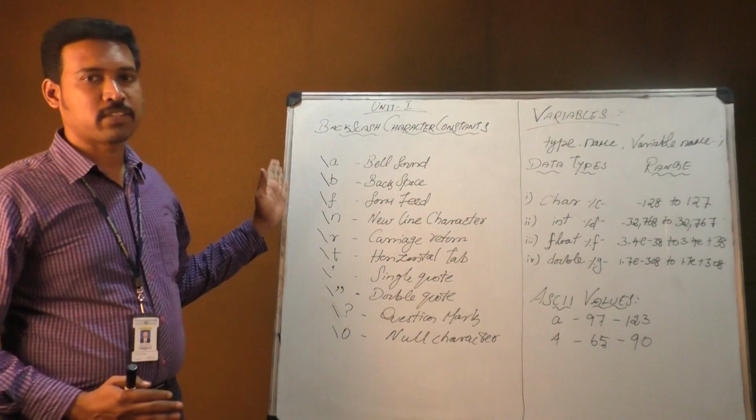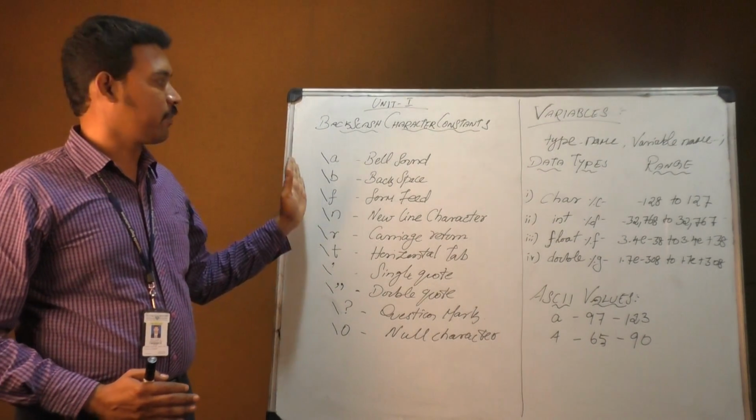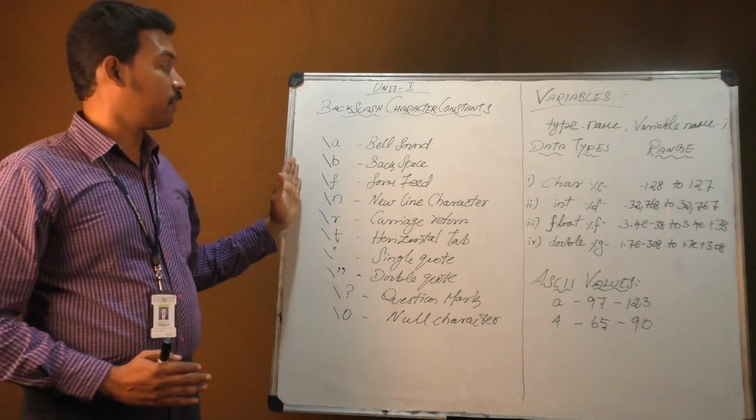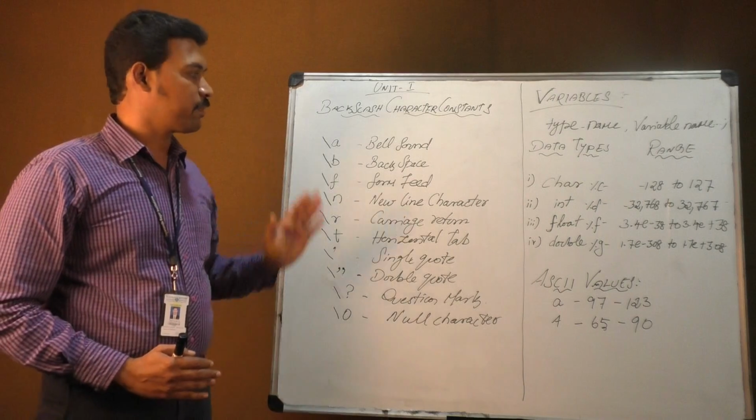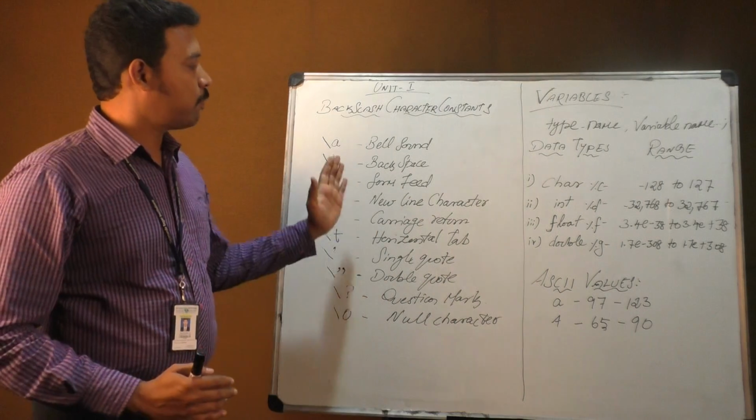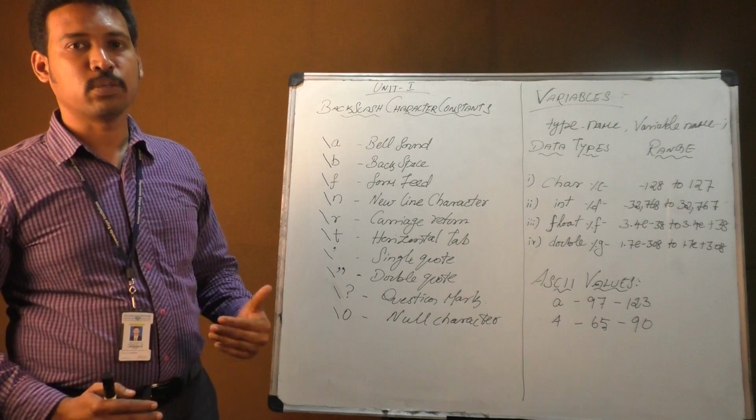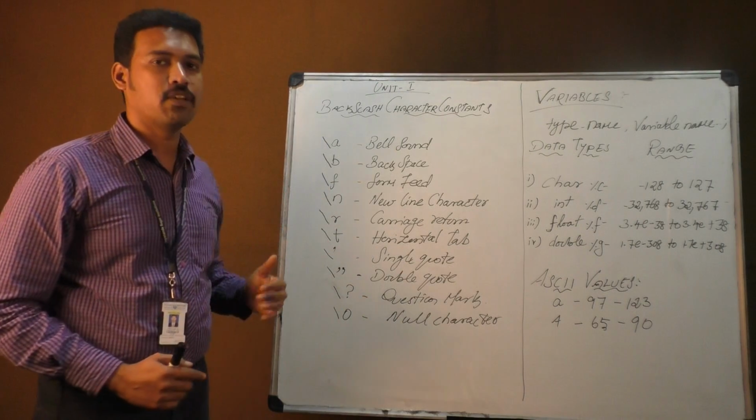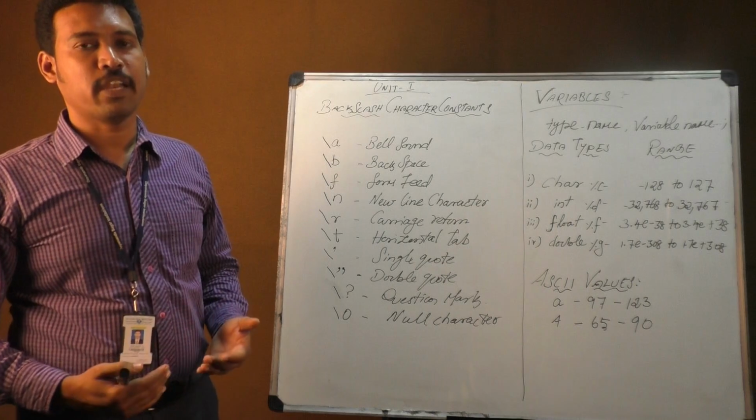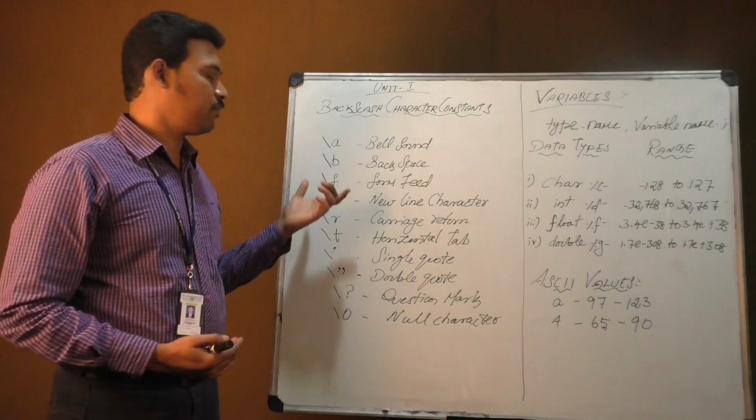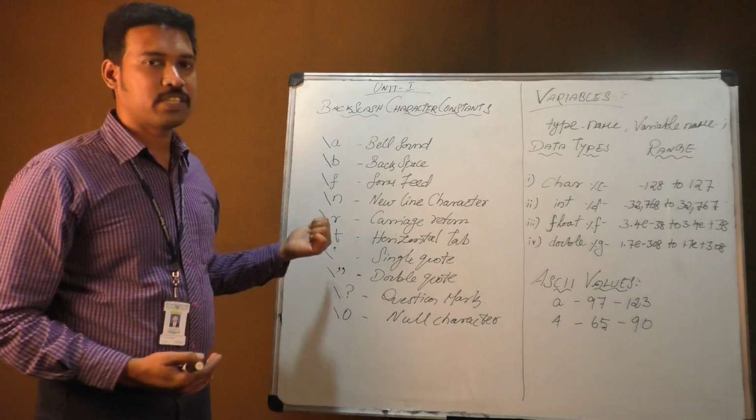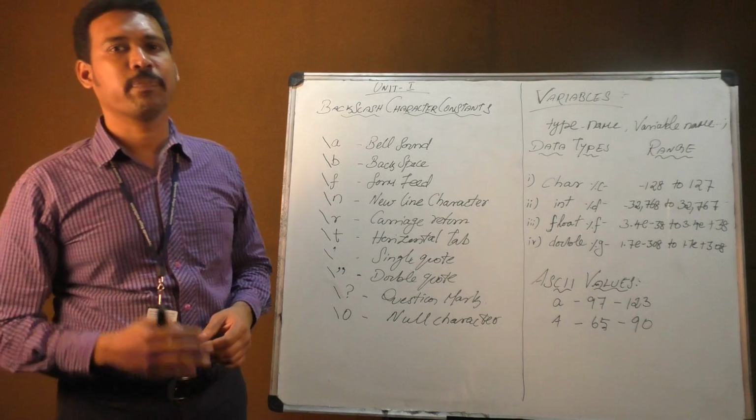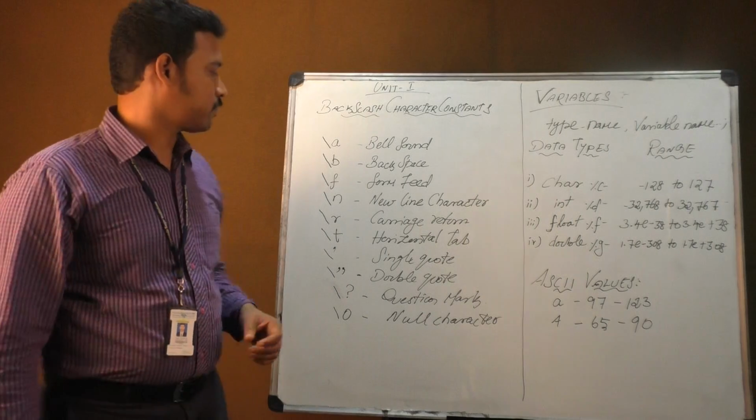First, backslash a, which will produce a bell sound during the execution of your C program. Backslash b produces a backspace during execution. Backslash f, the form feed, can add a new line. And backslash n, the new line character, makes the output start from a new line while executing your C program.